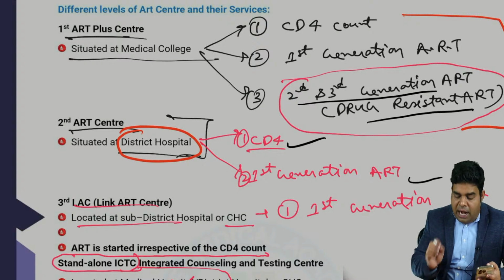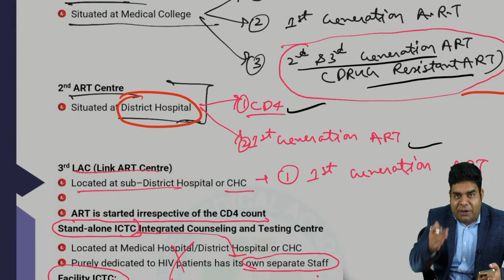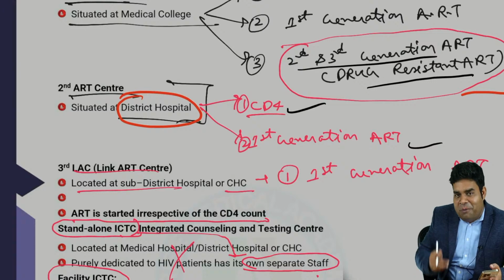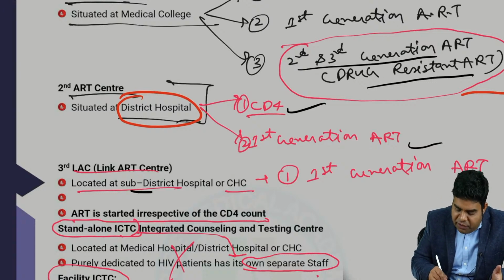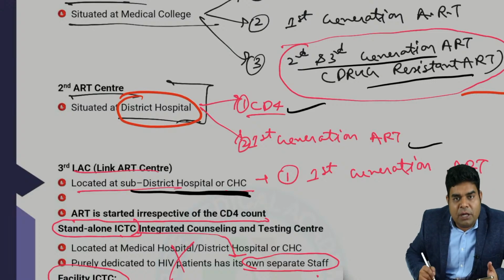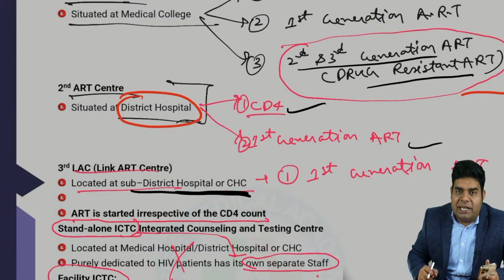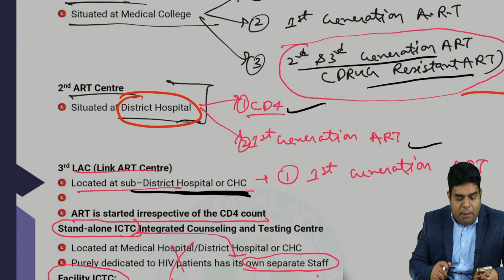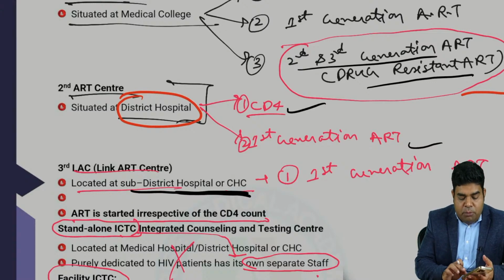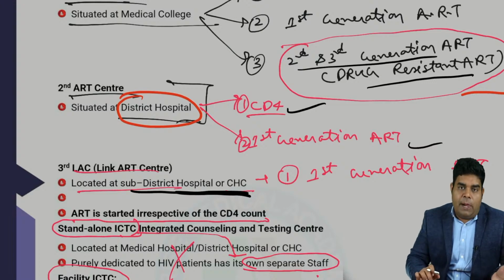Now, the last thing they ask is Link ART center, which is below ART. So below district hospital, what comes? CHC. So Link ART center will be at CHC. And which is more important? Testing is more important or giving treatment is more important? Always remember, giving treatment is more important than testing.